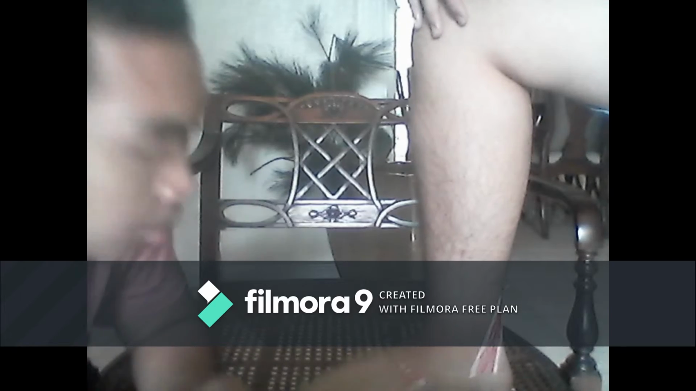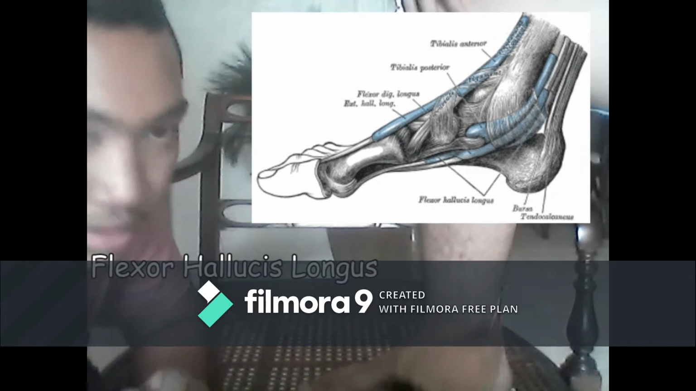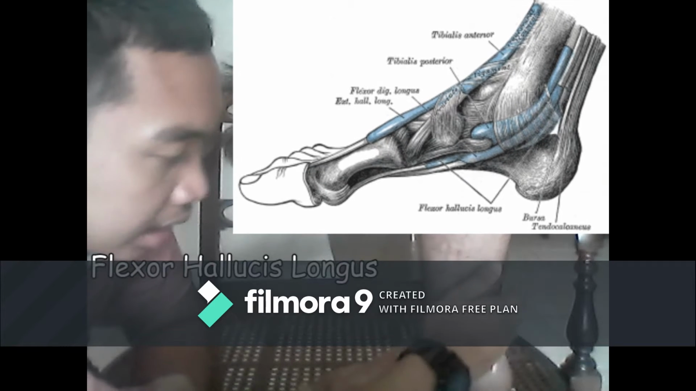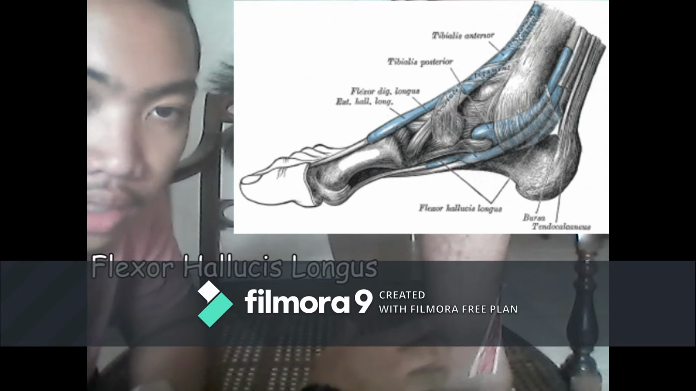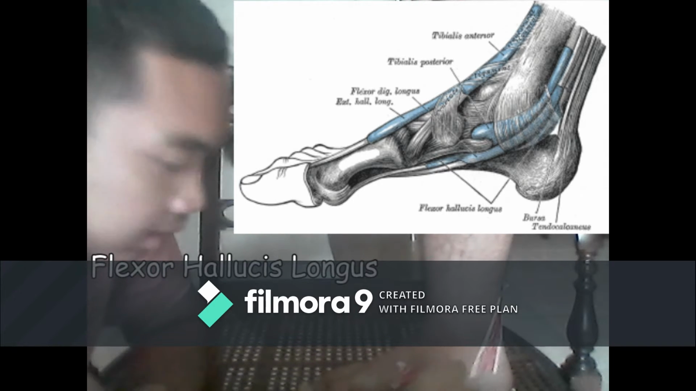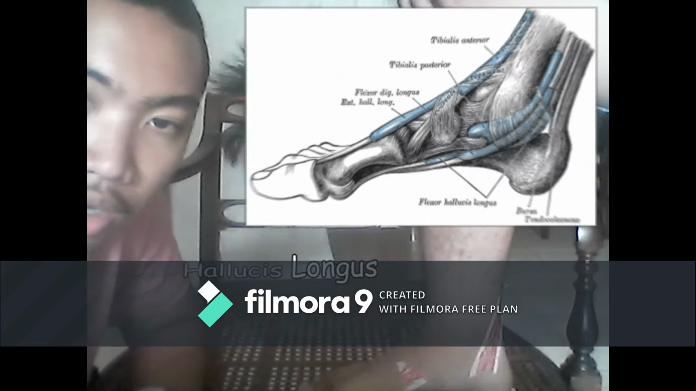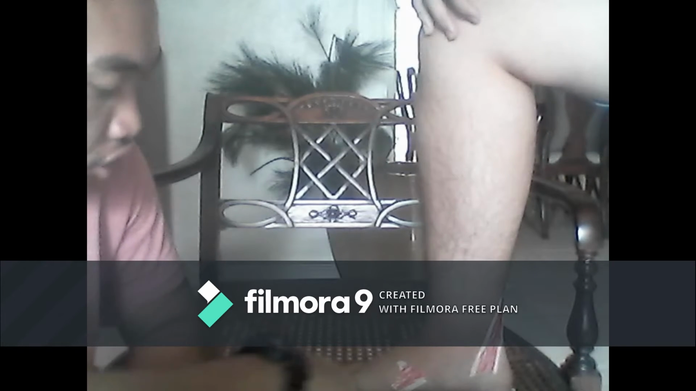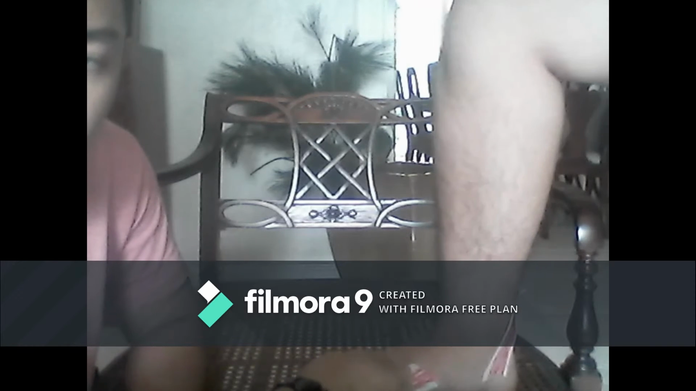And now I'll be talking about the flexor hallucis longus. And so the origin of this is at the fibula from the posterior aspect of the middle one third, and the insertion of this is at the plantar surface base of distal phalanx, and the action of this is that it flexes all joints of the big toe and it plantar flexes the ankle joints.